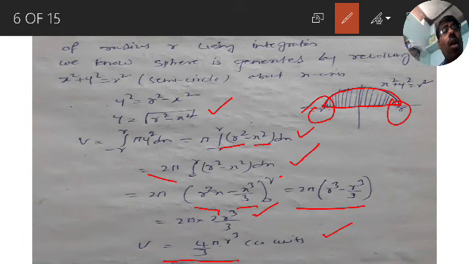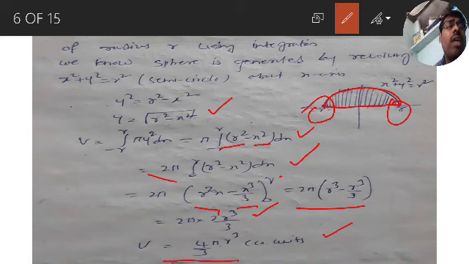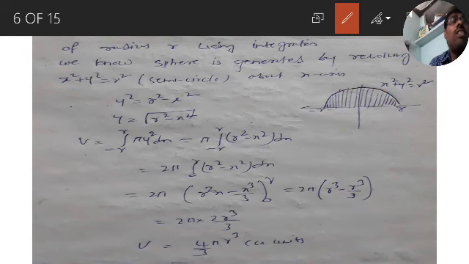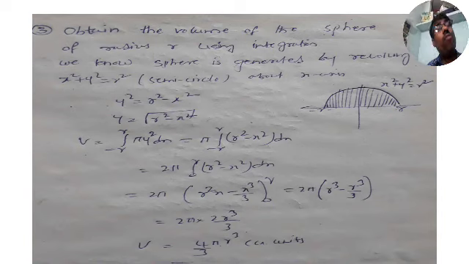Since we find volume, that's why we have to write cubic units, that is 4 by 3 pi r cube cubic units. Are you getting, guys? So this is the third problem on volumes, and this is very important also.